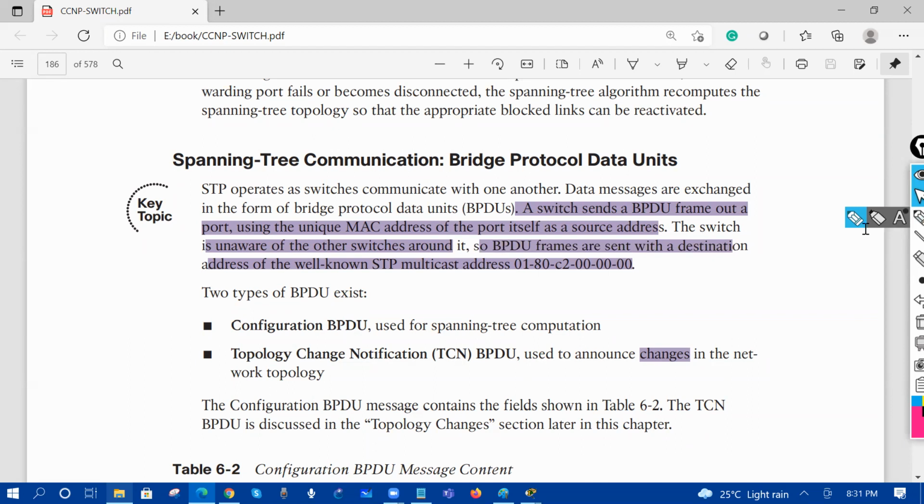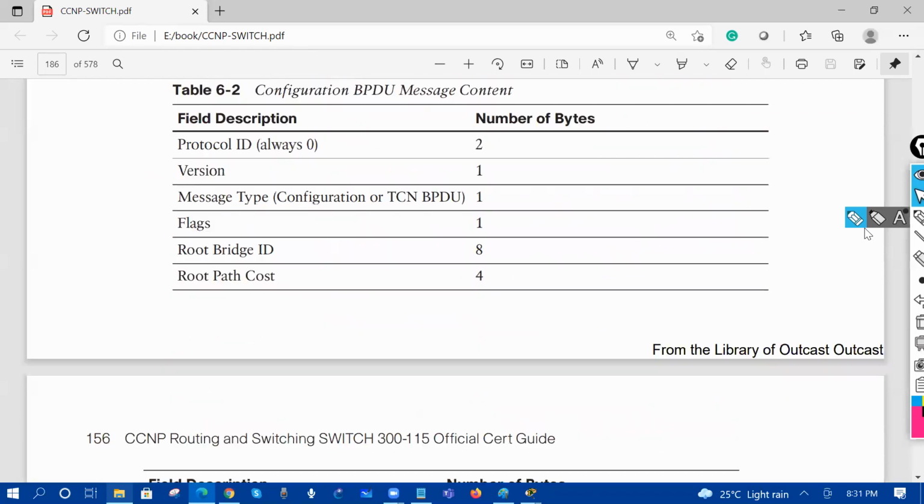And we have two types of BPDU. One is the configuration BPDU, used to configure the spanning tree protocol, and the other is the TCN BPDU, used to announce that something has changed in my network topology. Change in the sense that some interface goes down or is flapping. The configuration BPDU contains lots of information, such as protocol ID, version, message type, flags, and everything. We'll discuss this later on. Don't worry about that.